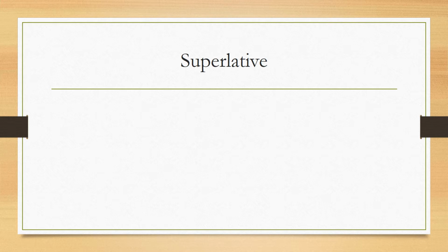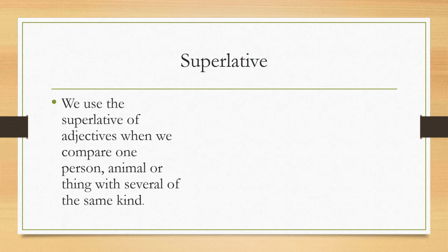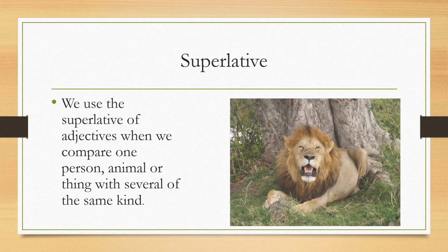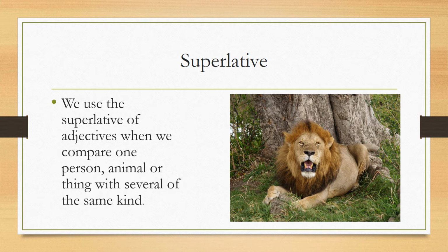The superlative form. We use the superlative of adjectives when we compare one person, one animal, or one thing with several of the same kind. For example, I'm going to compare this lion with all the lions in the world, and I'm going to say, this lion is the strongest. That is the superlative form. I am comparing one lion with all the lions living on earth. That is superlative.